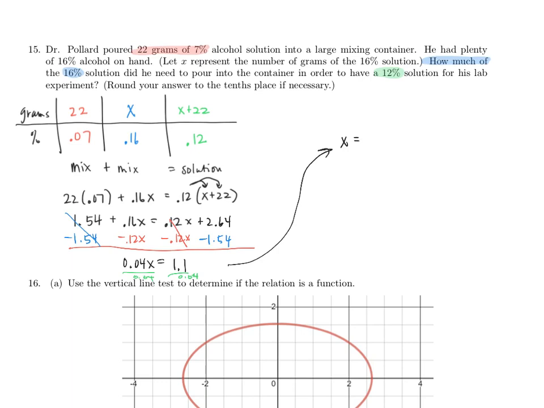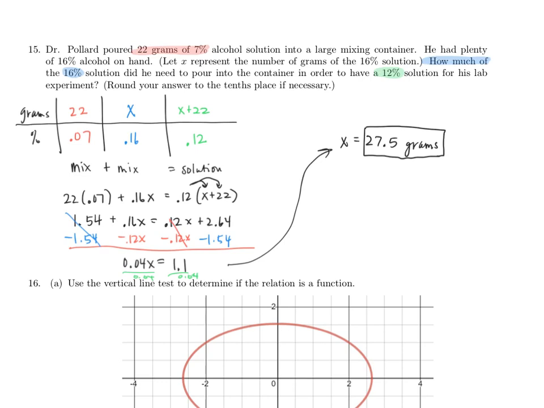And so when we do that, we get 27.5. So that came out to the tenth place anyway. So that's X. Is that what they asked us to find? How much of the 16% solution did he need to pour into the container? That's what we had X stand for, so this is correct. So 27.5 grams is the amount he needed to pour of the 16% solution.